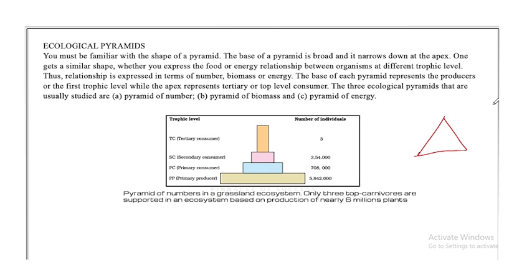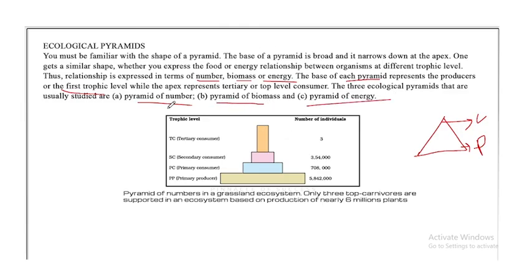One gets a similar shape when you express the food or energy relationship between organisms at different trophic levels. Thus, the relation is expressed in terms of number, biomass or energy. The base of each pyramid represents the producers or the first trophic level, while the apex is represented by the tertiary or the top level consumers. The three ecological pyramids that are usually studied are pyramid of number, pyramid of biomass and pyramid of energy.